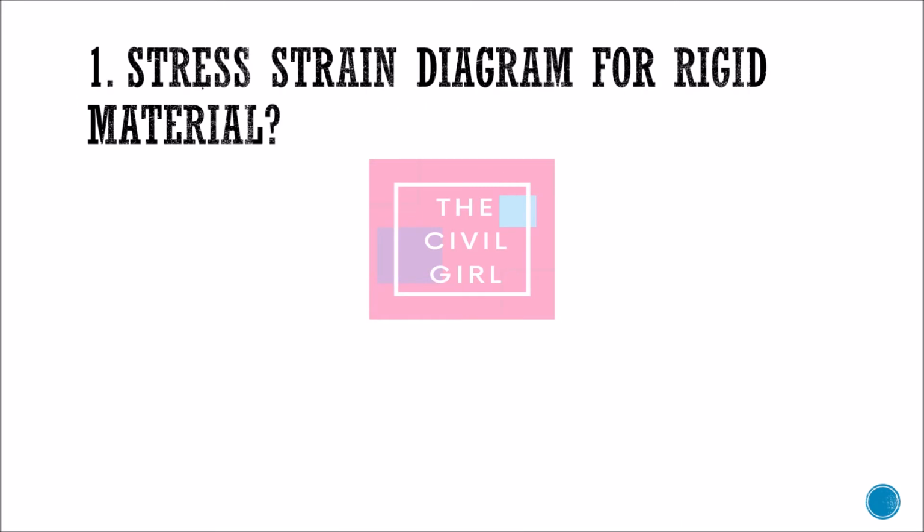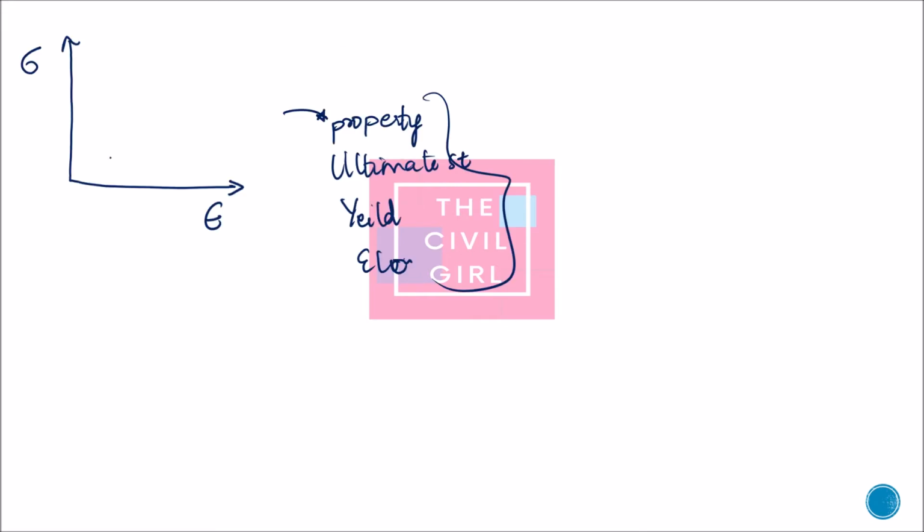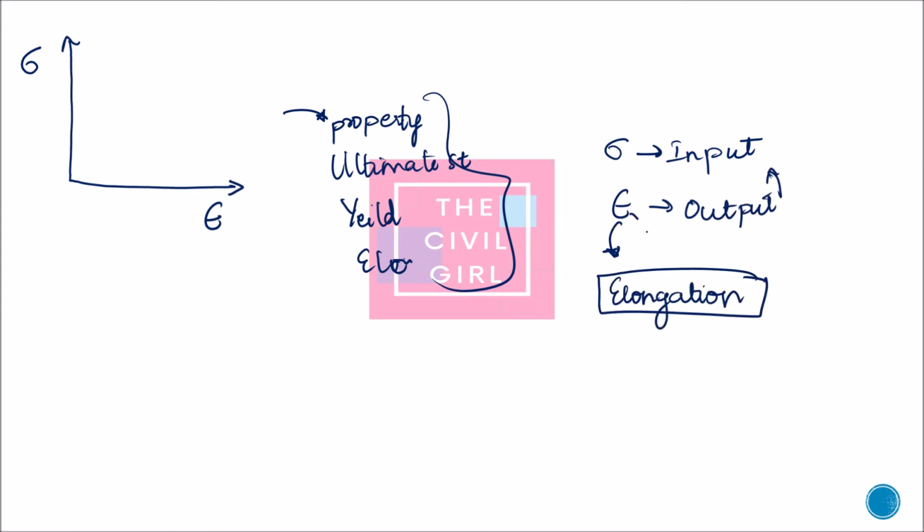First one is the stress strain diagram for a rigid material. So before going to that, I want you to remember one thing. So stress is the input you are giving to any material, and strain is the output because of this input. It is the reaction to stress. I want you to remember when I say strain, I want you to remember elongation. However, strain can be both elongation and compression. But for simplicity, I want you to imagine when I say strain as elongation.